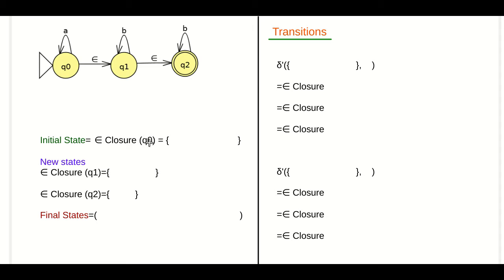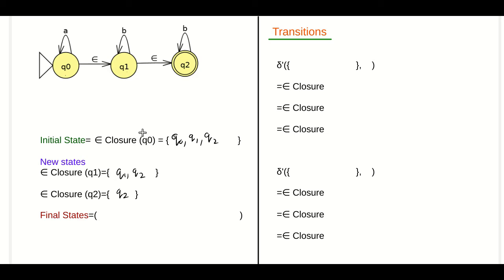The epsilon closure of Q0 is Q0 itself. By reading the symbol epsilon, we can go to the states Q0, Q1 and Q2. So the epsilon closure of Q0 will be Q0, Q1 and Q2. So the initial state of the new NFA will be the epsilon closure of Q0, that is Q0, Q1, Q2. The new states of the NFA will be the epsilon closures of the remaining states, that is the epsilon closure of Q1 as well as the epsilon closure of Q2. The epsilon closure of Q1 is Q1 comma Q2, and the epsilon closure of Q2 is Q2 itself.